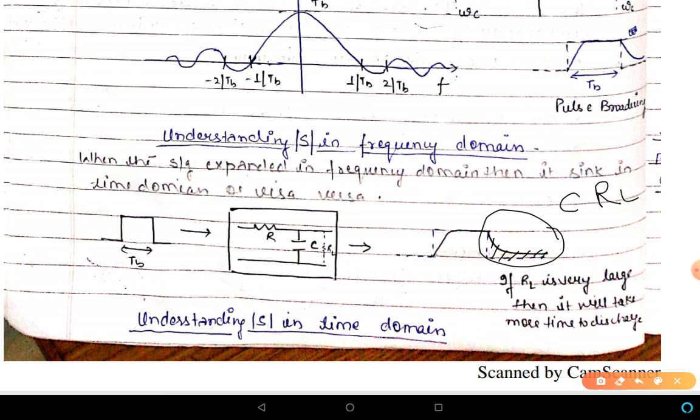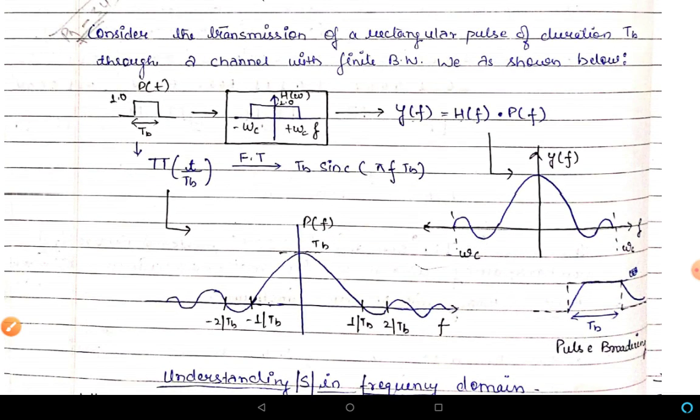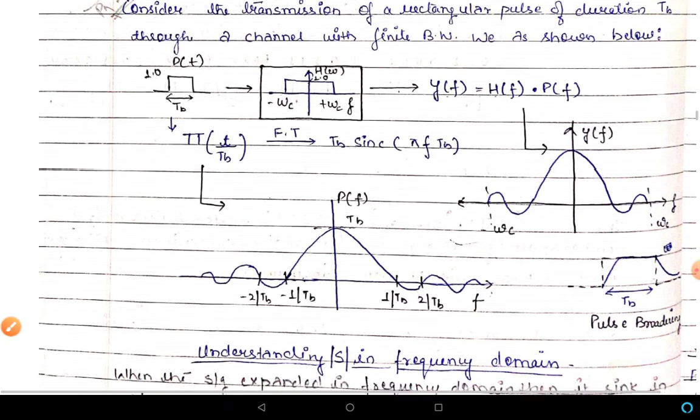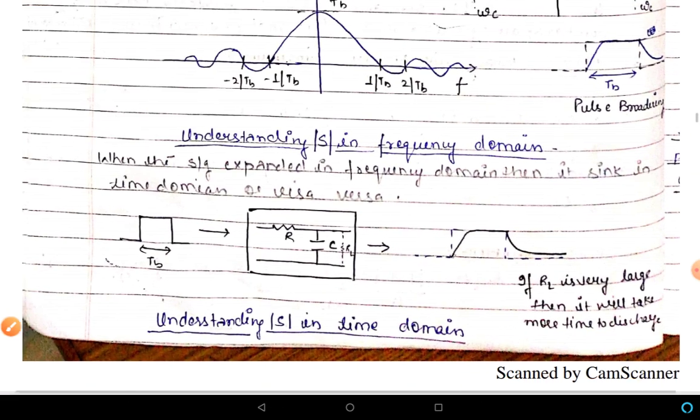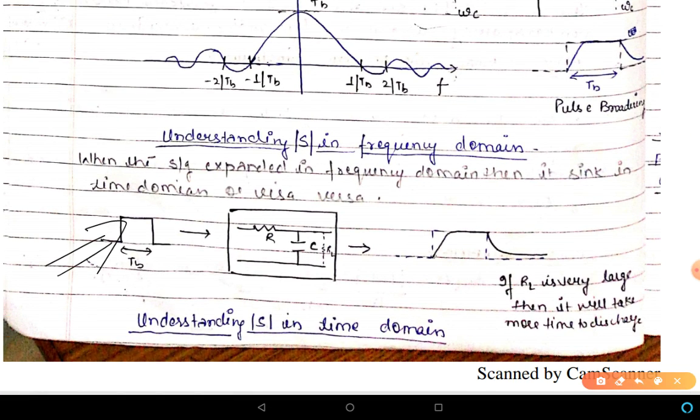It is the same effect that we have seen just now through this explanation. So it is the same phenomenon. The same phenomenon can be understood with either this method or using this way. Now we will see how to avoid ISI.